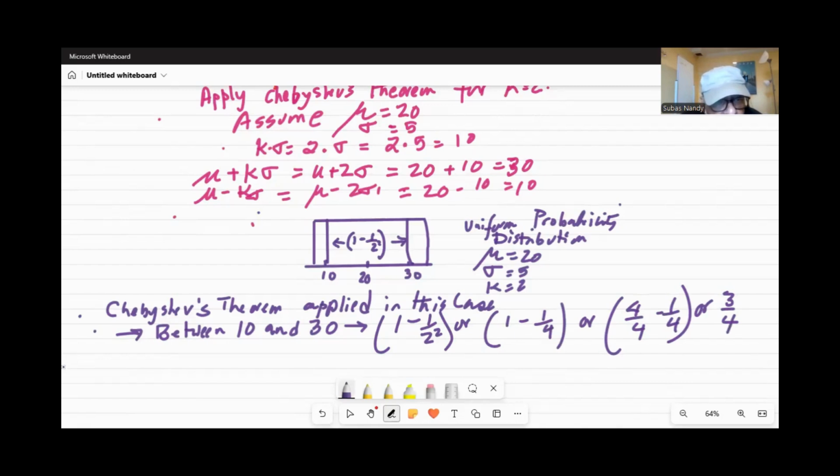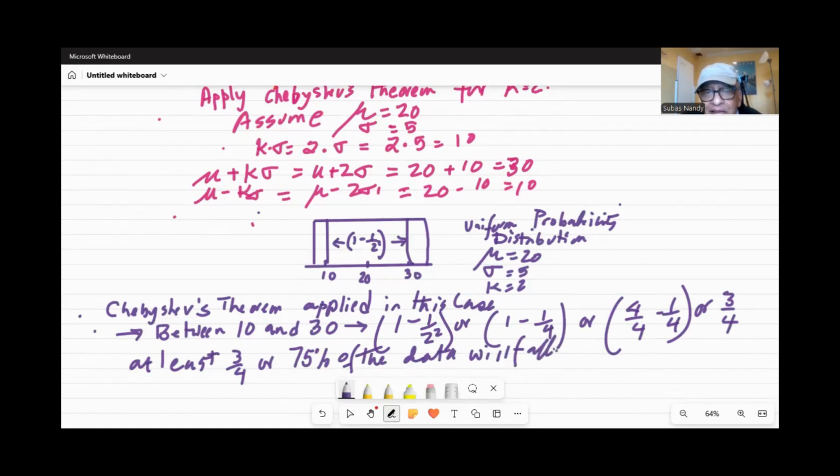So between 10 and 30, at least 3/4 or 75% of the data will fall. That's the beauty of Chebyshev's theorem. Basically, if you know that it is not a bell-shaped distribution, then you apply Chebyshev.